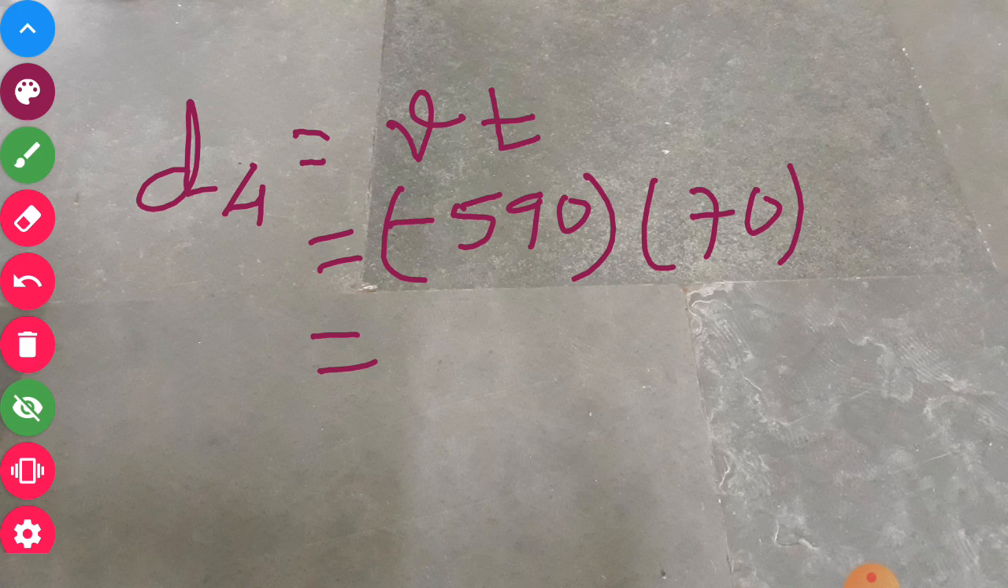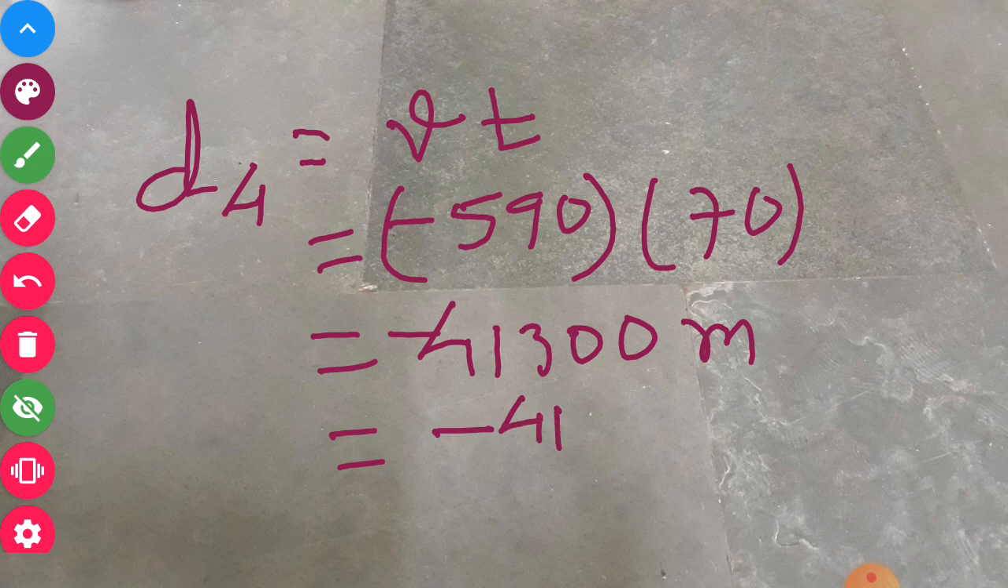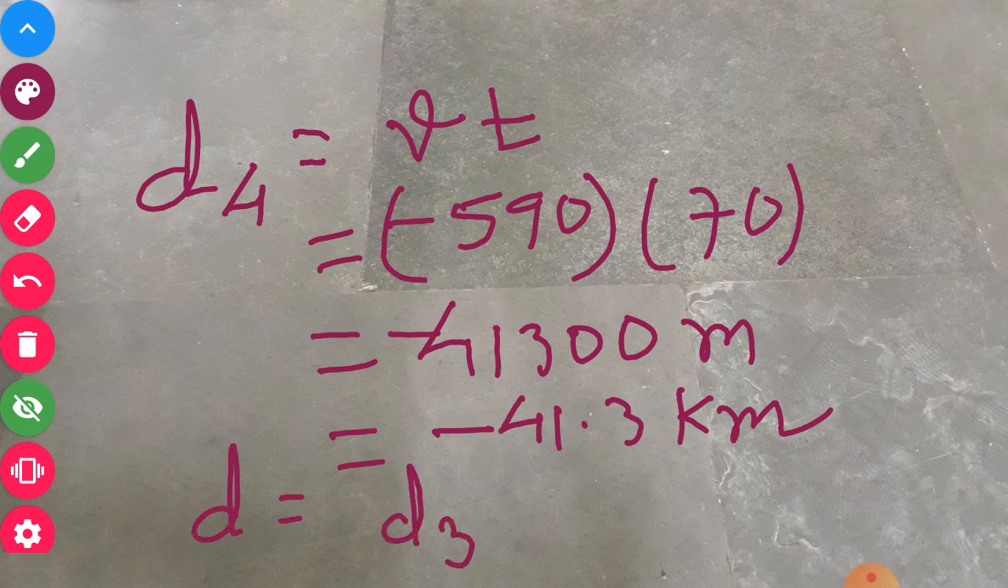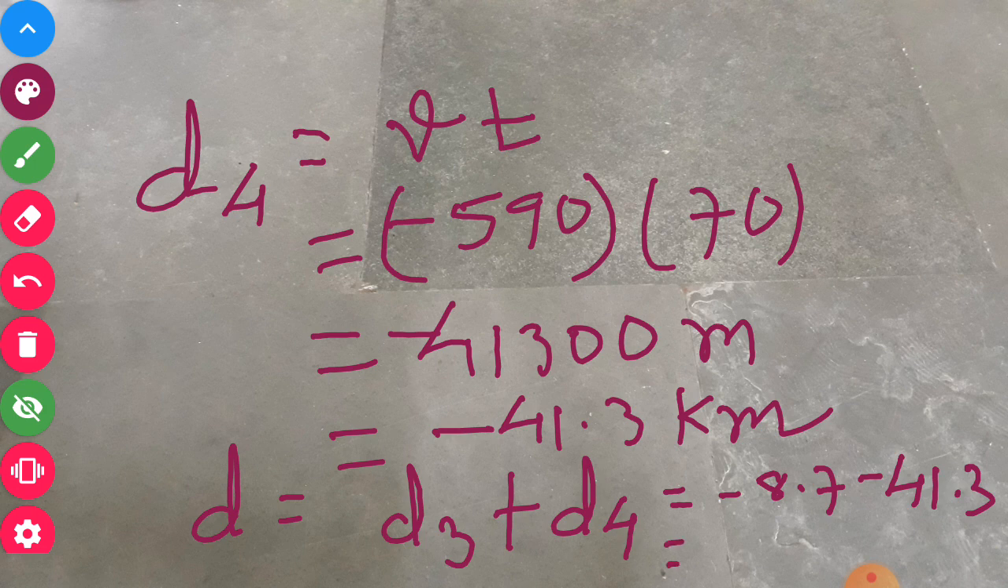So this you will get 41300 meter with negative sign. So it becomes minus 41.3 kilometer. So total distance covered will be d, and that is equal to d3 plus d4. You can add minus 8.7 kilometer and this minus 41.3 kilometer. So it will be 50 kilometer.